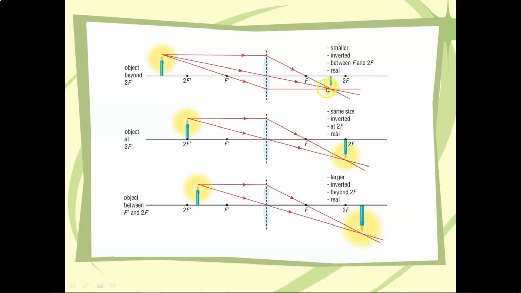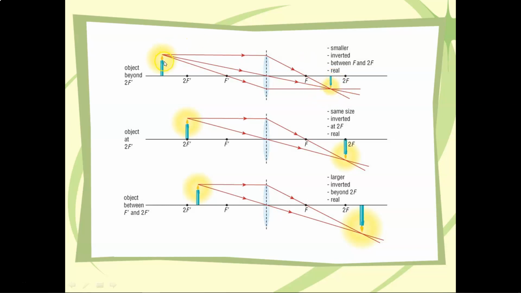Now describing this image using SALT, we say that it is smaller, because we compare always back to the original object. Its attitude is inverted, because it's not facing the same direction as the original object. Its location is between f and 2f. And it is a real image, because these light rays do actually converge here. These are real light rays. So this is a real image.